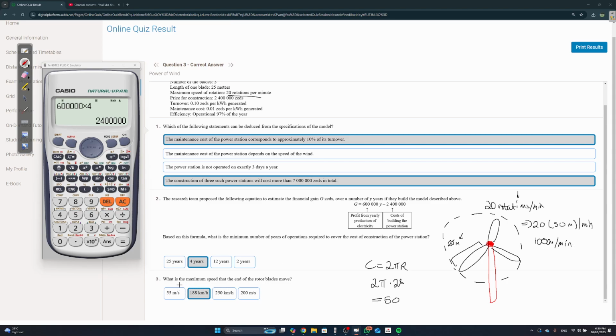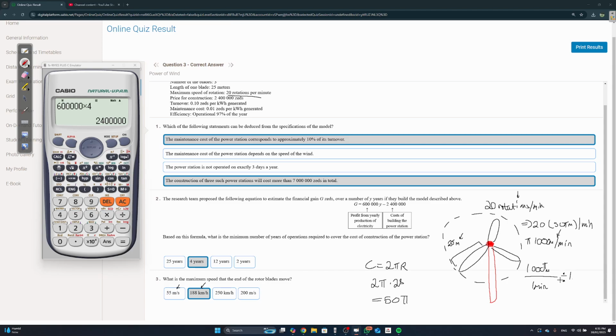Let's see. That's not one of the options. We have meters per second and kilometers per hour. Let's convert this to kilometers per hour. 1000 meters in 1 minute, right? I think all of you know how to convert to kilometers per hour. Let's first convert to kilometers. My bad. Before this it is 2 times 25, 50 pi. I forgot to put the pi. So 1000 pi meters per minute.